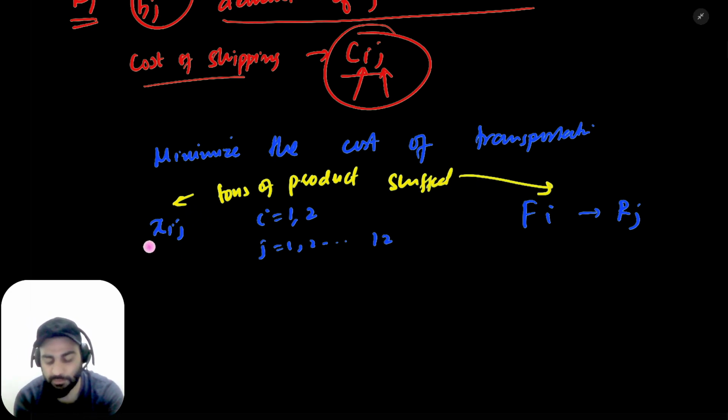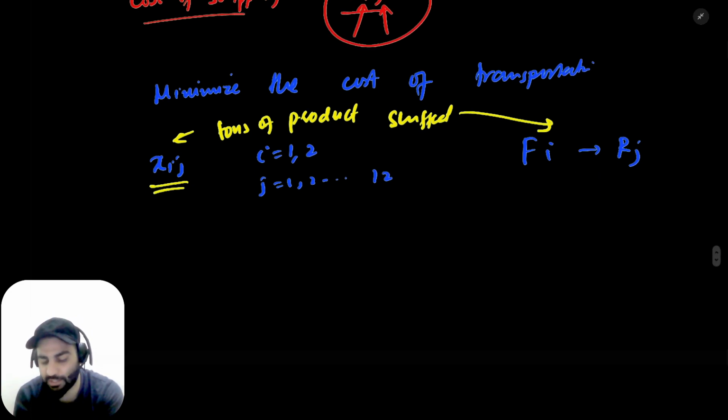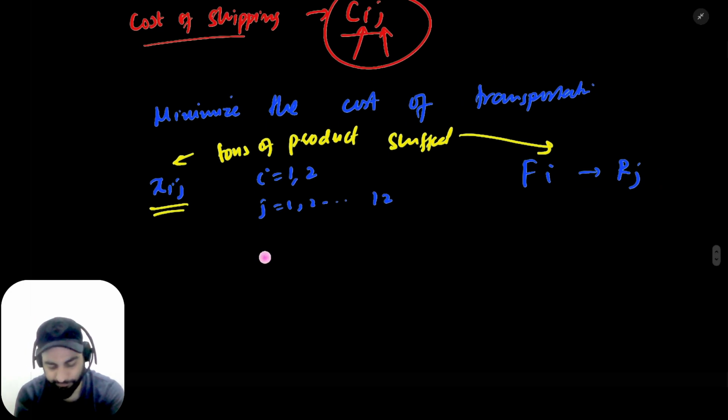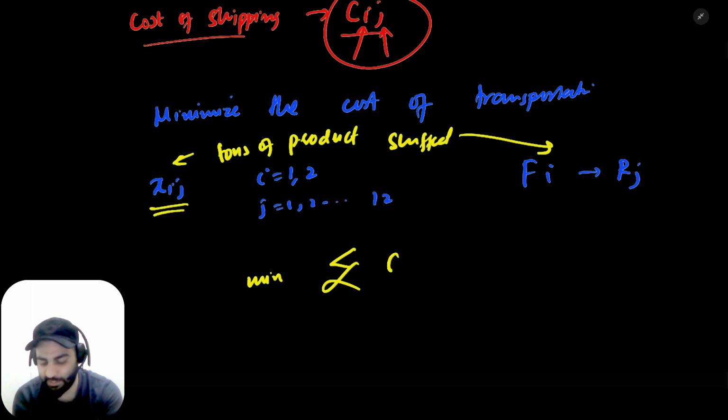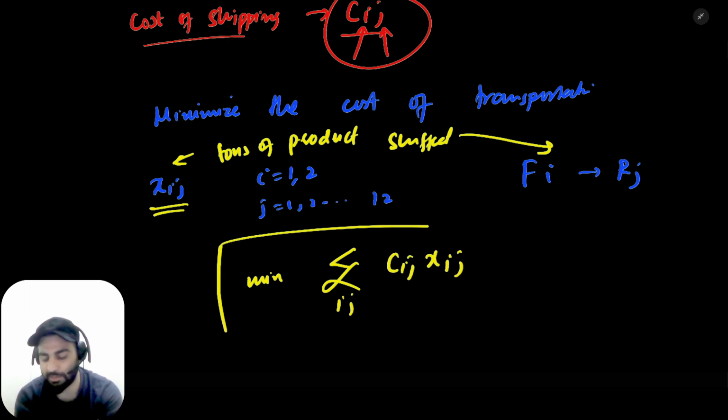We want the shipping cost minimized. For each ton, the estimated cost is Cij. So the basic optimization is to minimize the summation of Cij times Xij over i, j. This is our optimization function.